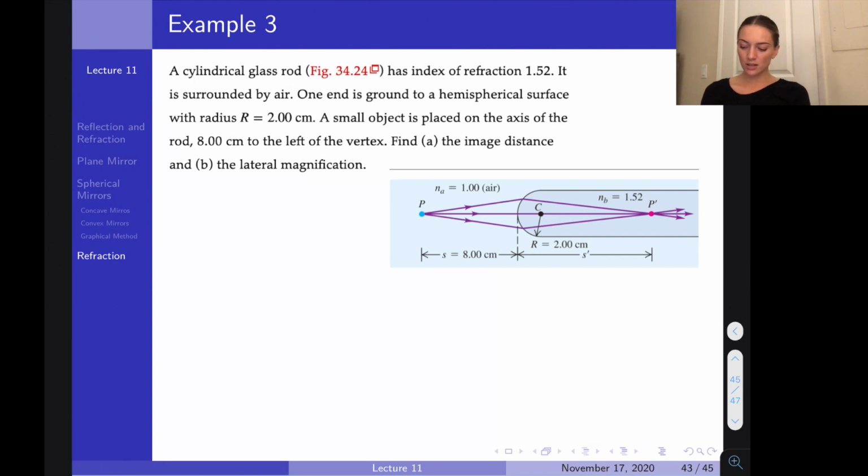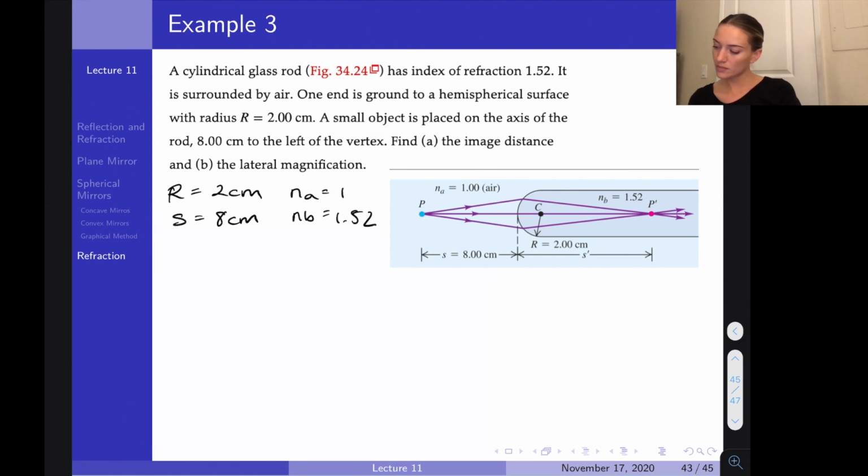So the image distance first. Let's write everything out. We have R is 2 centimeters. We have the object distance is 8 centimeters. We know NA is the first index of refraction where the object is. So that's 1. And NB is the second index of refraction, so it's 1.52. And we want to find first the image distance. So we can use our equation that we just had here.